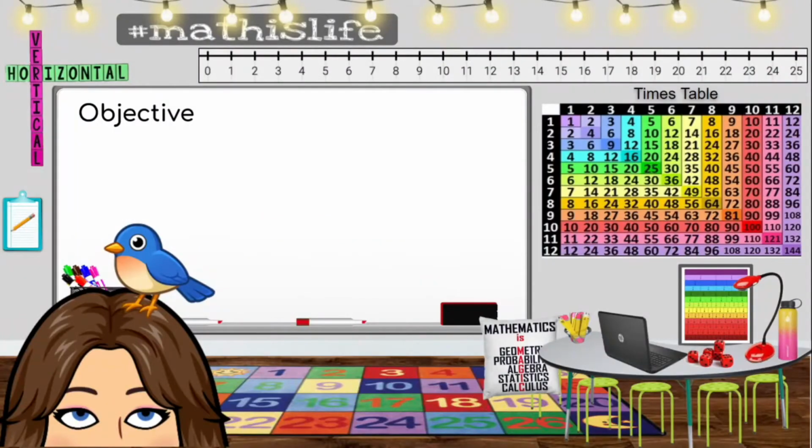Hello, guys. Look who I found right outside our classroom window. Isn't he just so cute? He is adorable.